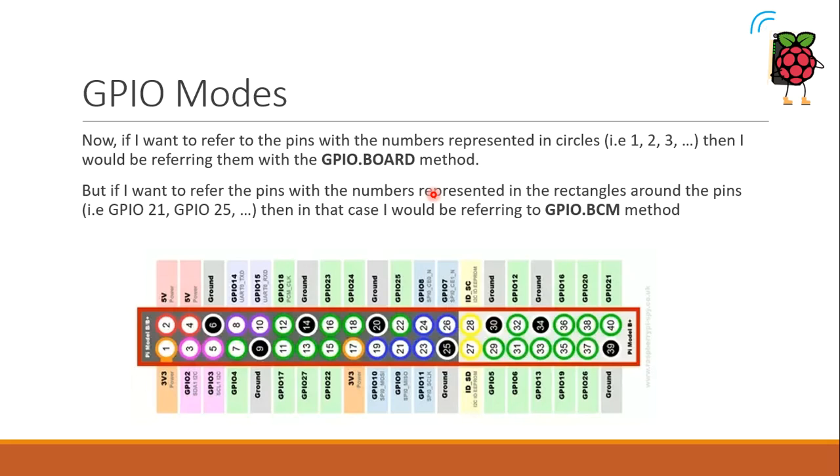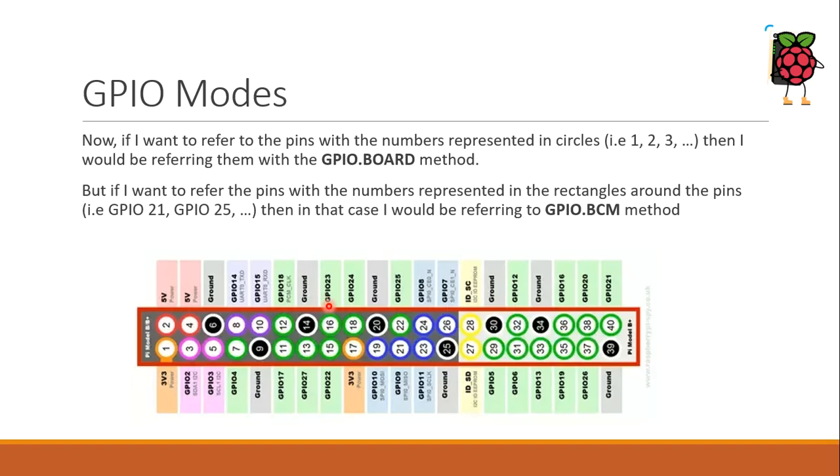So how can I refer to that pin? I have two different modes here. One is board mode, the other one is BCM mode. Board mode refers to just the pin numbers, like the equivalent circles. You can use these numbers to indicate certain pins. Now in BCM mode, you can use these rectangle values.